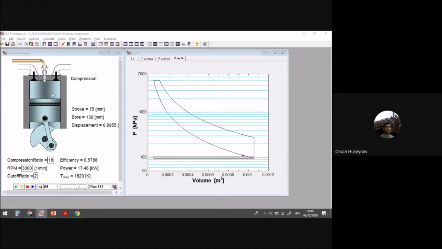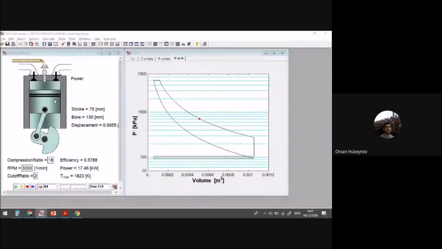And then you have the compression. After you reach enough compression, you can see the value of the pressure increases. And at the top, the peak value, you will now have the fuel. You can see that fuel is added now. And then you have the power stroke.